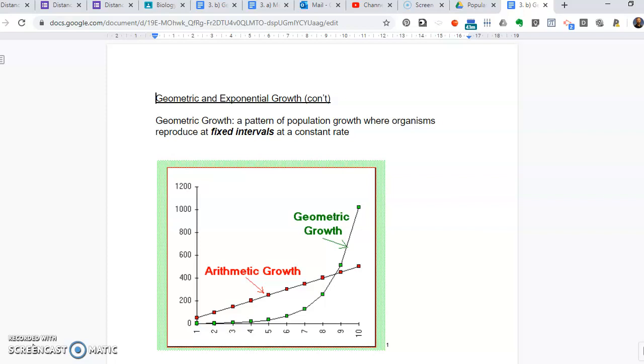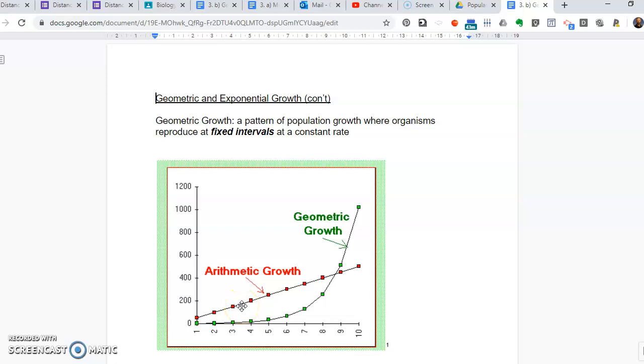So there are different types of growth: arithmetic, geometric, exponential, and logistic. I really just want to focus on geometric growth. Arithmetic growth means there's no change in the growth rate. It's continuous. So every year there are 10 more budgies born.